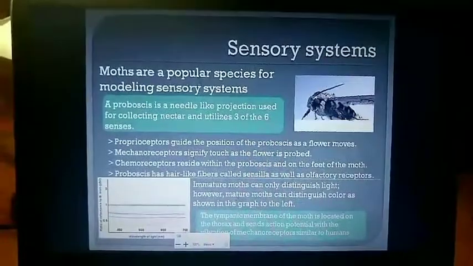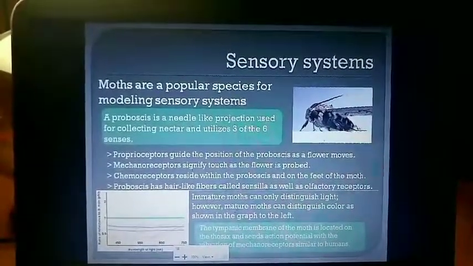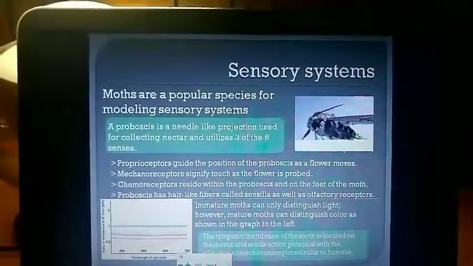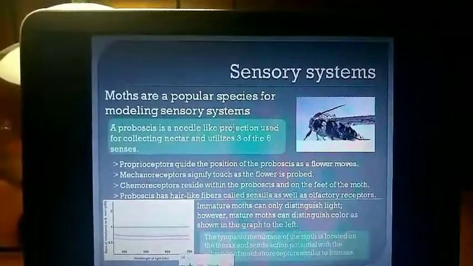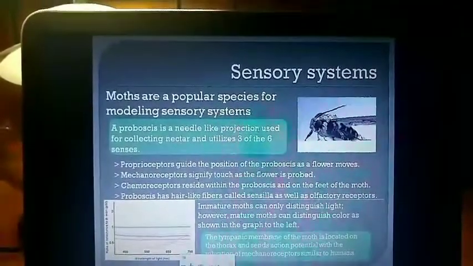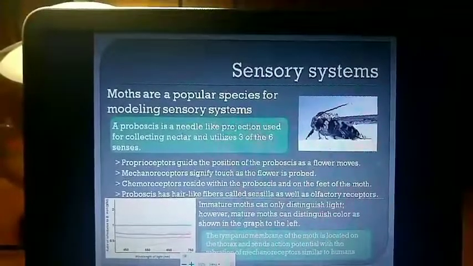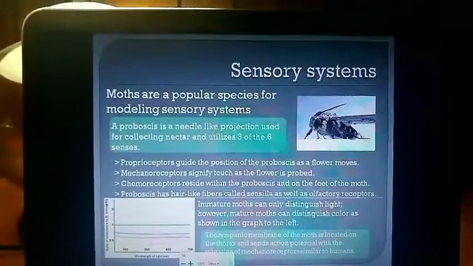The sensory systems of a moth are very similar to a human in the sense that they all have photoreceptors, chemoreceptors, proteoreceptors, and mechanoreceptors. The main difference is the placement of these receptors. Many of the receptors are found on the proboscis, which is a projection that is used to siphon nectar.